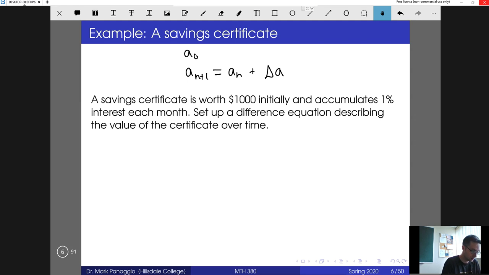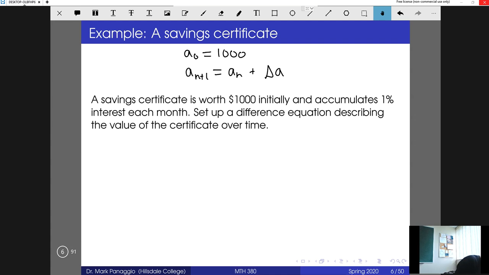And the first thing that you'll notice is that we are given the initial value, right? We're told that we have $1,000 initially, and so A0 could be 1,000. And then we're also told that we get 1% interest. 1,000% would be nice. 1% interest each month. And what that means is that the change in A is going to be 1% of what we had at the beginning of the month.